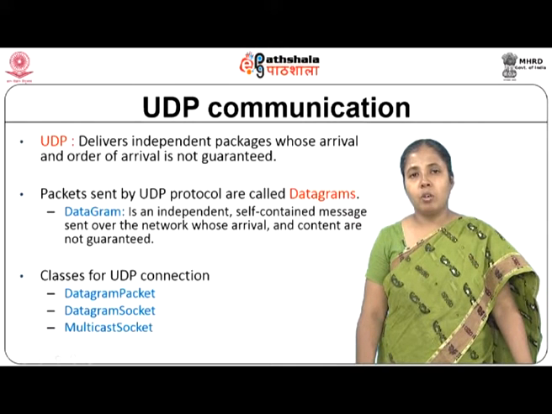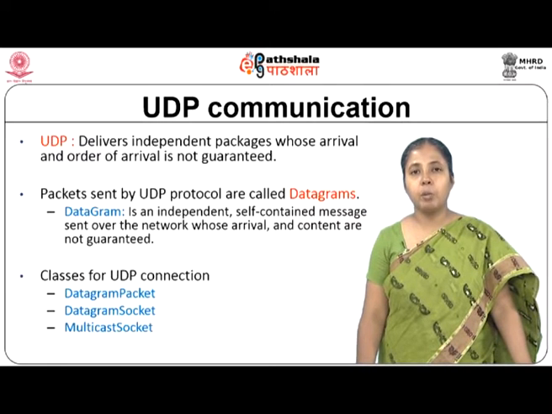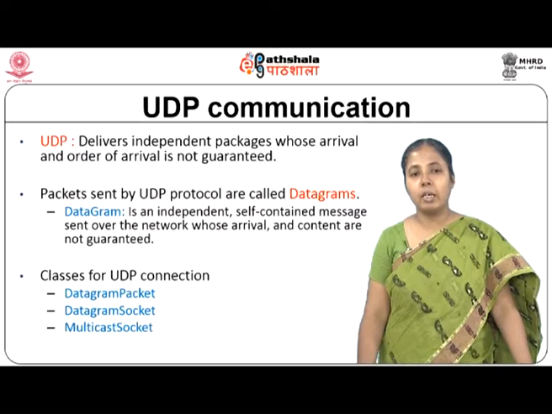So, as we have already seen, UDP communication is unreliable and not connection based. UDP delivers independent packets whose arrival or order of arrival is not guaranteed. The packets sent by the UDP protocol are called datagrams. A datagram is an independent, self-contained message sent over the network whose arrival or order of arrival is not guaranteed.